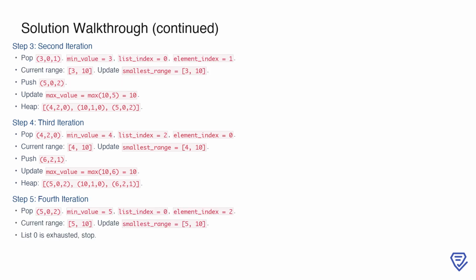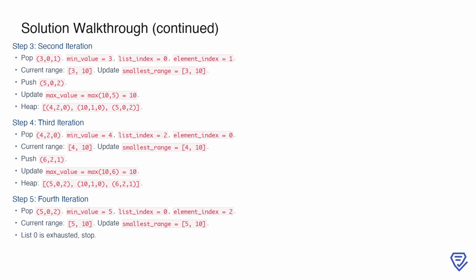In the second iteration, we pop (3, 0, 1) from the heap. The smallest value is now 3, resulting in a new range, [3, 10]. We update smallest_range to [3, 10]. Then, we push (5, 0, 2) into the heap, the next element from list 0. The max_value remains unchanged at 10. The heap is now (4, 2, 0), (10, 1, 0), (5, 0, 2).